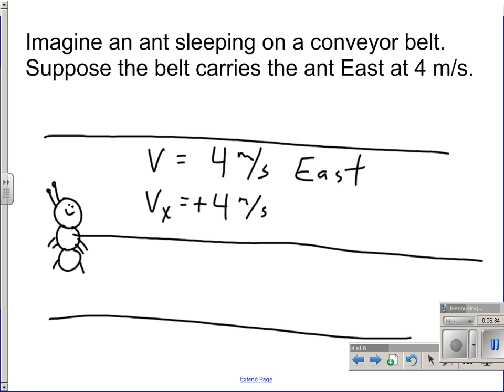Okay? And then finally, what about our vertical velocity? Vertical velocity is a measure of how fast he's moving in a vertical direction. How fast is he moving up or down, or in this case, north or south? And the answer is he isn't. The conveyor belt's just moving. The conveyor belt is just moving east. He's not moving north or south at all. So our Vy is 0 because he's not moving vertically.